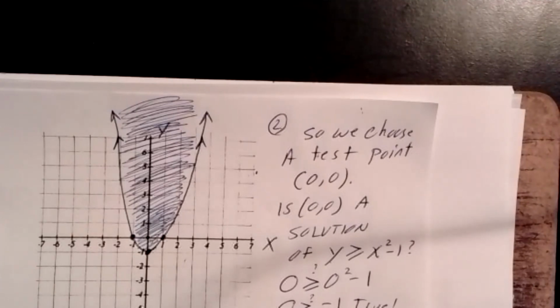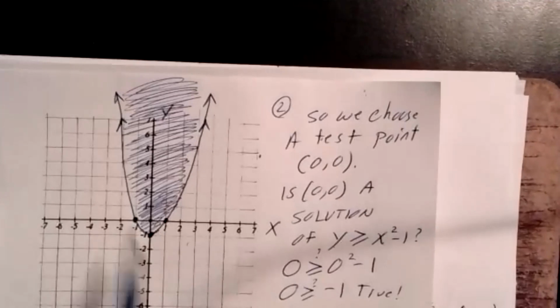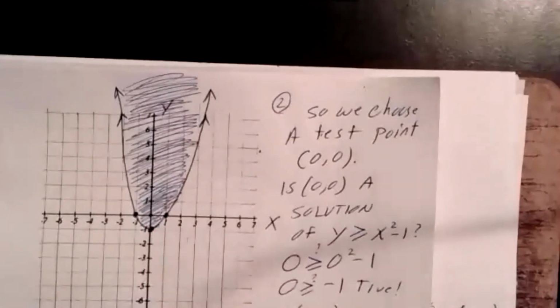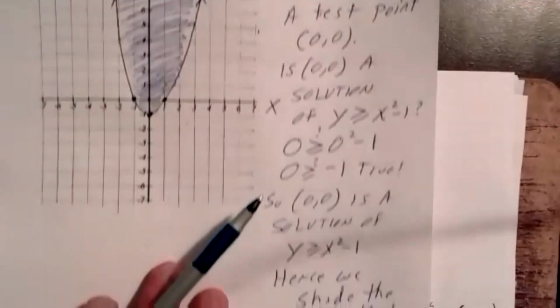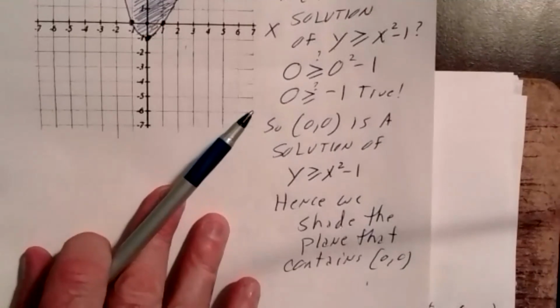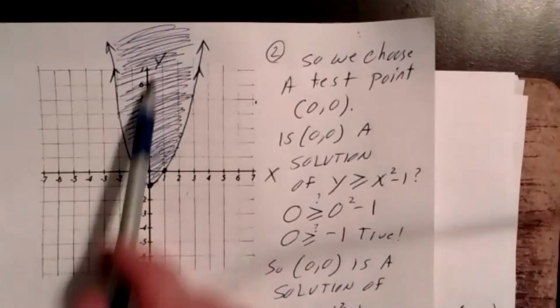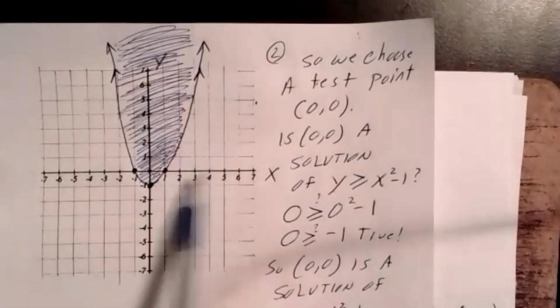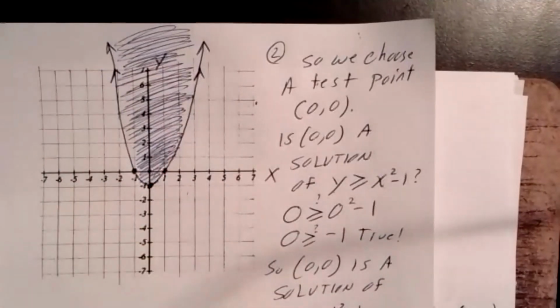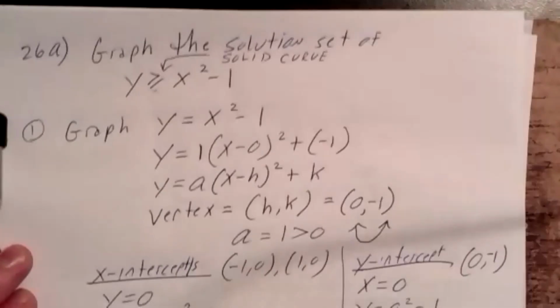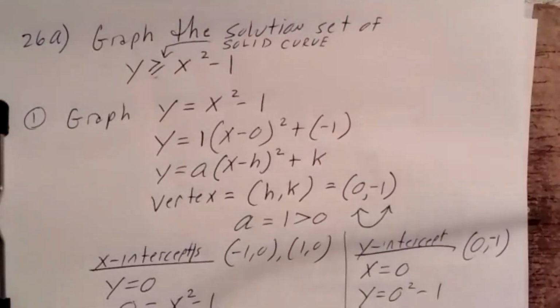Does anybody have a question why we shaded inside the branches of the parabola? We did so because we found out that 0, 0, which lies inside the branches, is indeed a solution to our inequality. If we discovered 0, 0 was not a solution, we would not be shading inside the branches. We would have shaded outside. Okay. All right. Any questions, ladies and gentlemen, how we're solving these inequalities involving two variables, x and y, by shading or graphing the solution set?